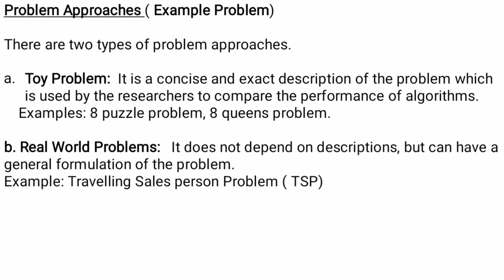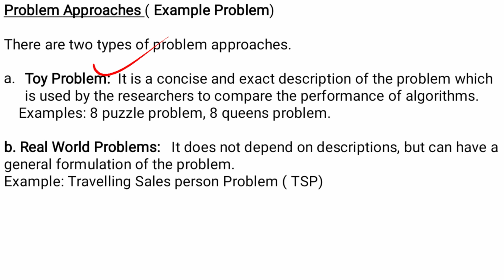Then next one, problem approaches. There are two problem approaches. First one is toy problem. It is a concise and exact description of the problem which is used by researchers to compare the performance of algorithms. That means it uses the correct description and exact information of the problem and compares it to evaluate the performance. That is a toy problem. The examples are the 8 puzzle problem, 8 queens problem, etc.